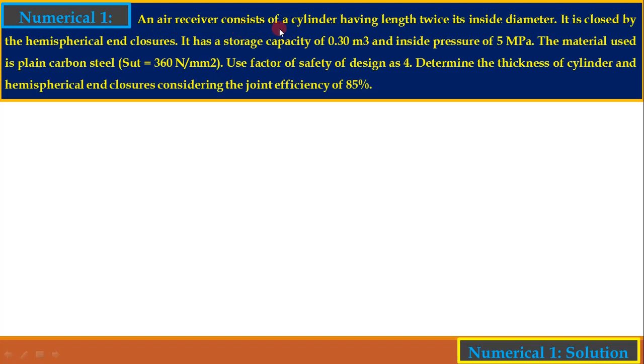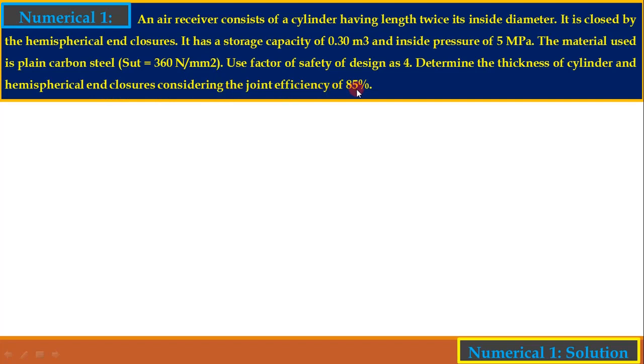An air receiver consists of a cylinder having length twice its inside diameter. It is closed by hemispherical enclosure. It has a storage capacity of 0.30 meter cube and inside pressure of 5 megapascal. The material used is plain carbon steel with SUT equal to 360 Newton per mm square. Use a factor of safety of design as 4. Determine the thickness of cylinder and hemispherical enclosures, considering the joint efficiency of 85%.